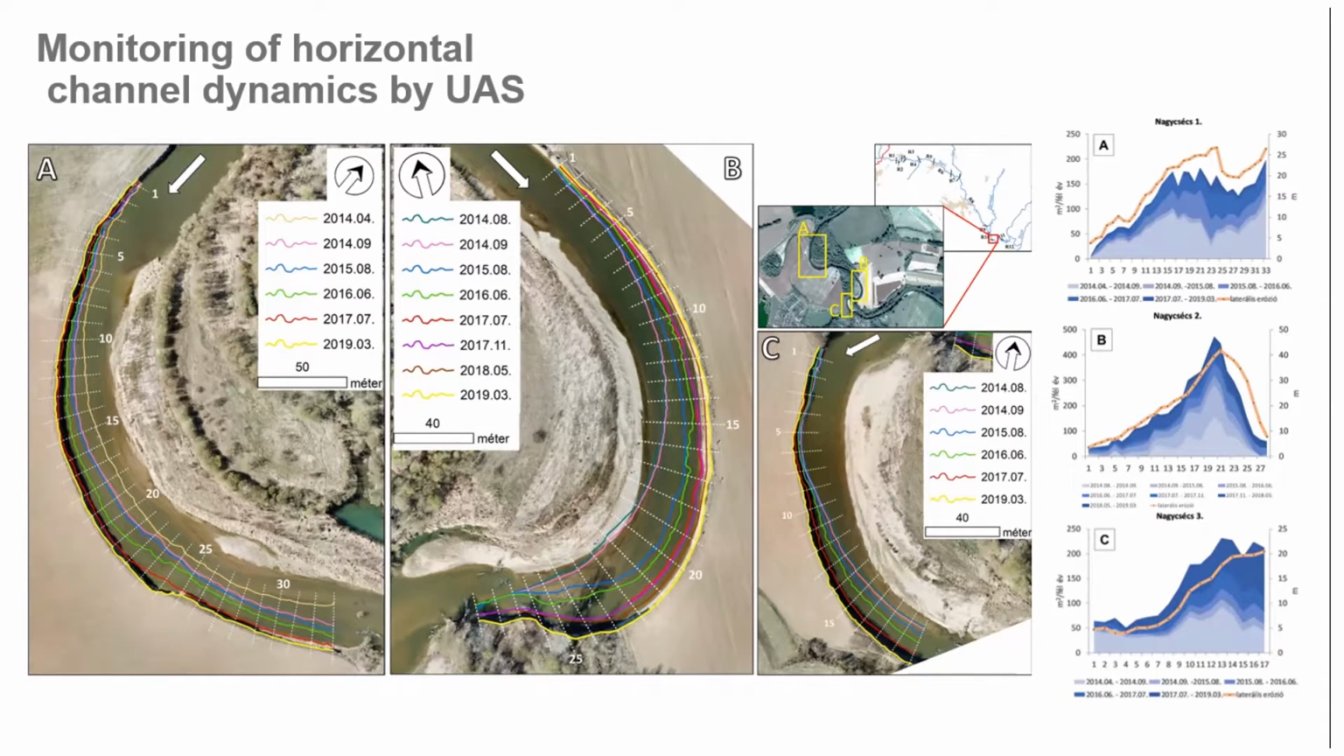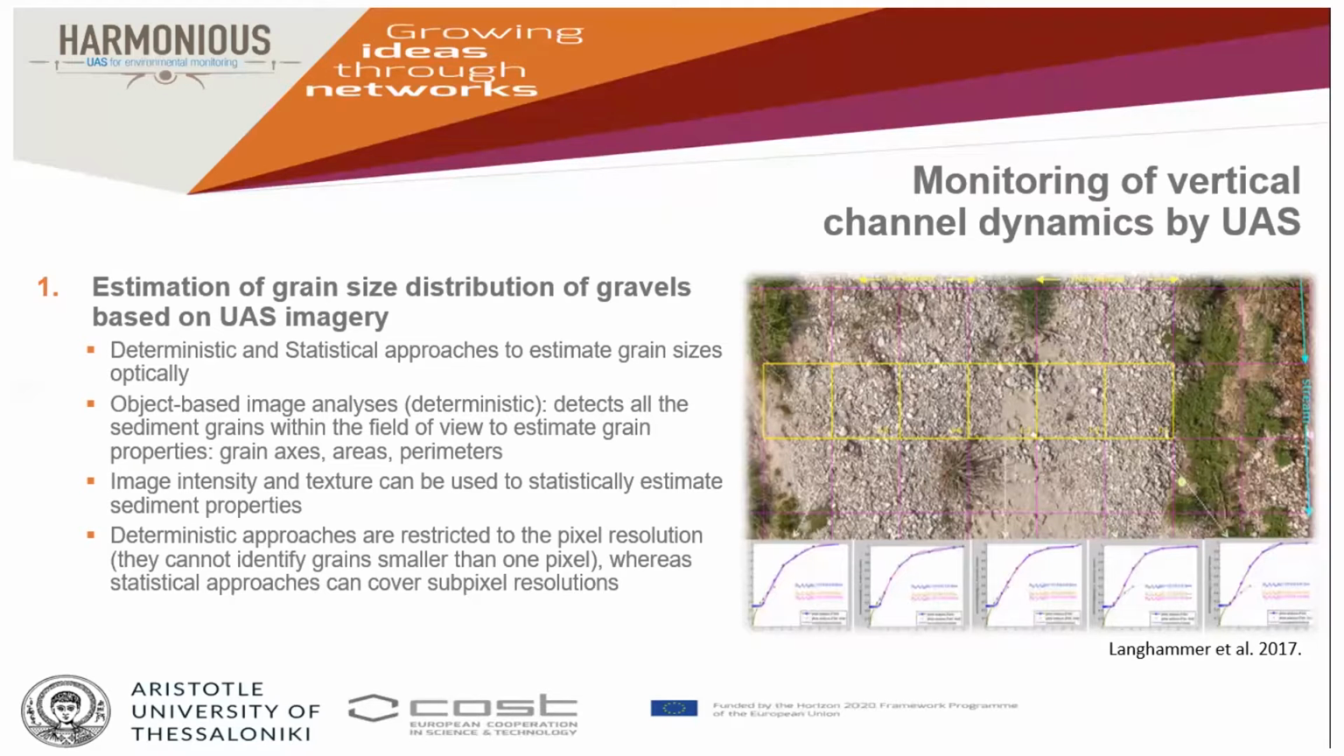cases when the river doesn't shift too much, or we would like to reveal some change detection on the vertical changes of our point bar surfaces. We have to be more precise on the georeferencing. And yeah, as I mentioned, the vertical channel dynamics.